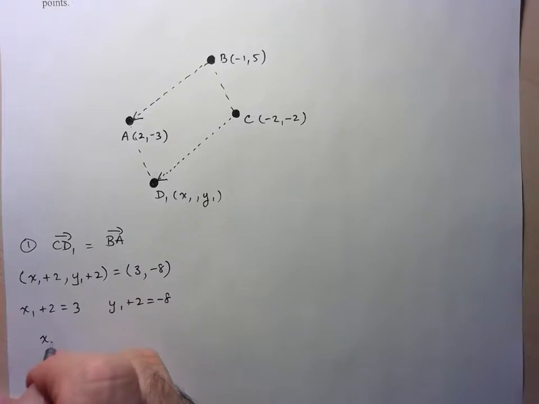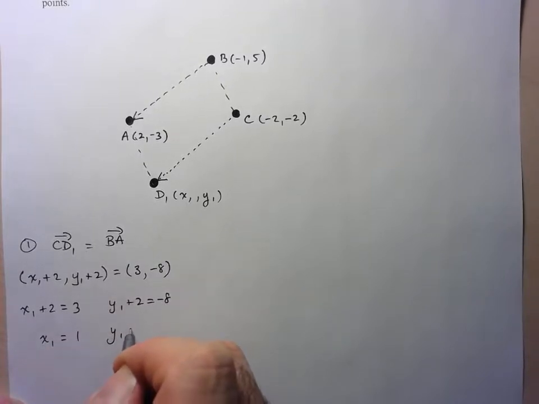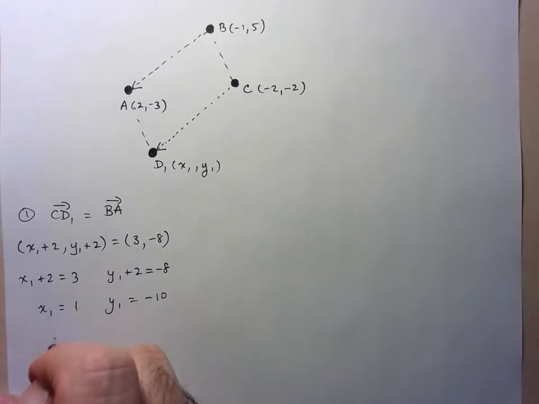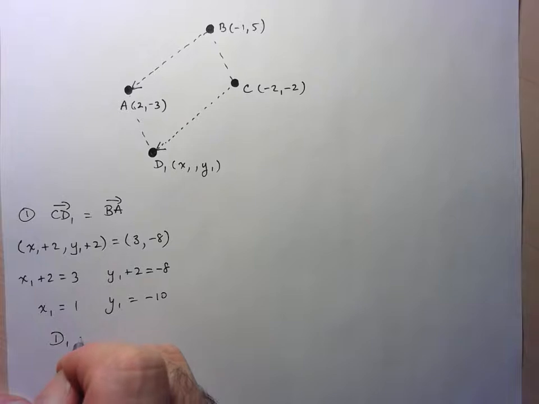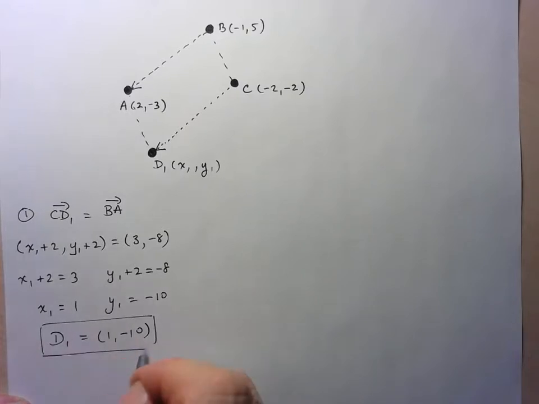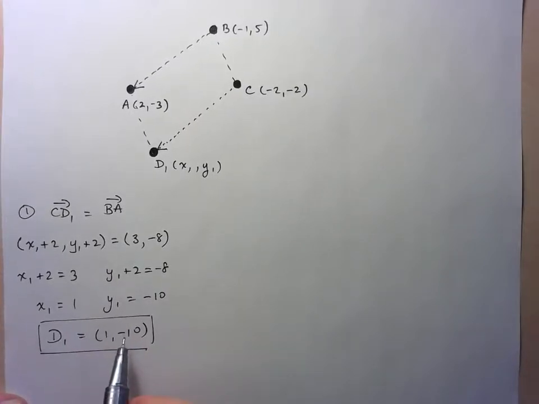And so you can solve easily. x1: 3 minus 2 is 1, and y1: -8 minus 2 is -10. And we just found our first possible point. So D1 is equal to (1, -10). Now, keep in mind, this (1, -10) represents a point.